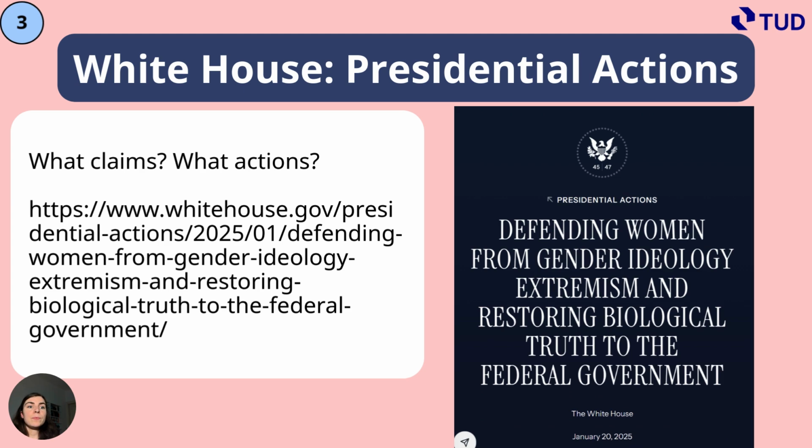Basically, as example, this presidential action, quote, "Defending Women from Gender Ideology Extremism and Restoring Biological Truth to the Federal Government." Okay. So here we are talking about biological truth, and we have a lot of claims in that article. You can just have a look at it under that link. I will put all the links into the description of the video so that you can access them easily.